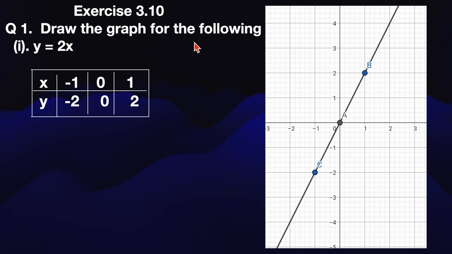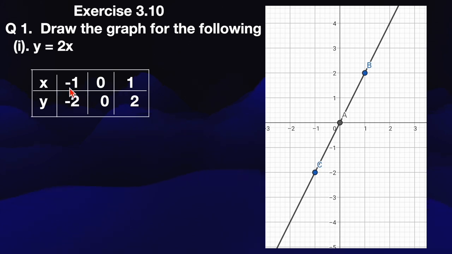Question 1. Draw the graph for the following: y is equal to 2x. First, we are going to draw a table like this. Draw these lines. Put x and y here. Now we are going to take random values of x. Here I have taken -1, 0, 1. You can take any other numbers, like 2, 3, -3. For convenience's sake, I have taken these simple numbers.